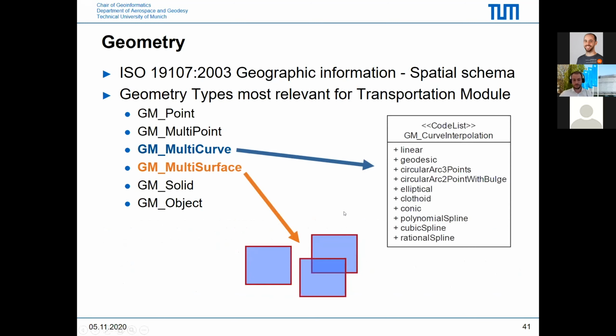So the two most important geometries in the context of street modeling are multicurve for the representation of linear structures. You can see here that also clothoids or elliptical geometries are now allowed, which was not possible in CityGML 2.0, for example. And multi-surfaces can be used for representing aerial representations of street objects.